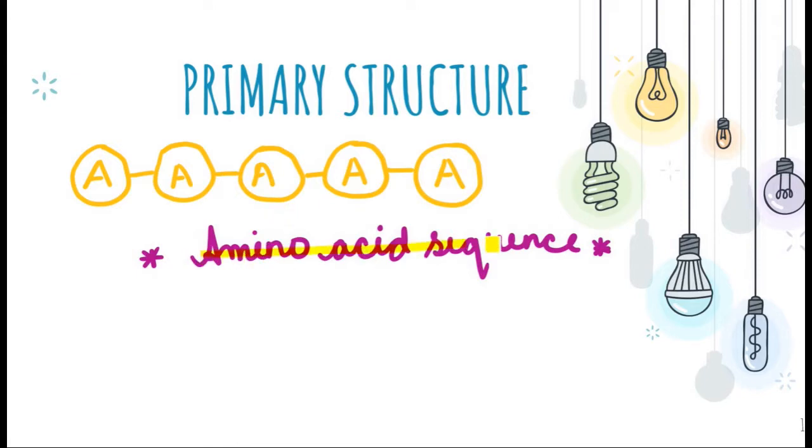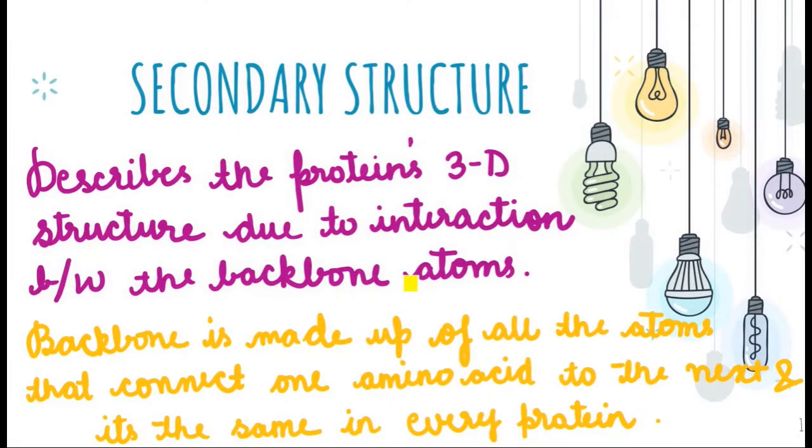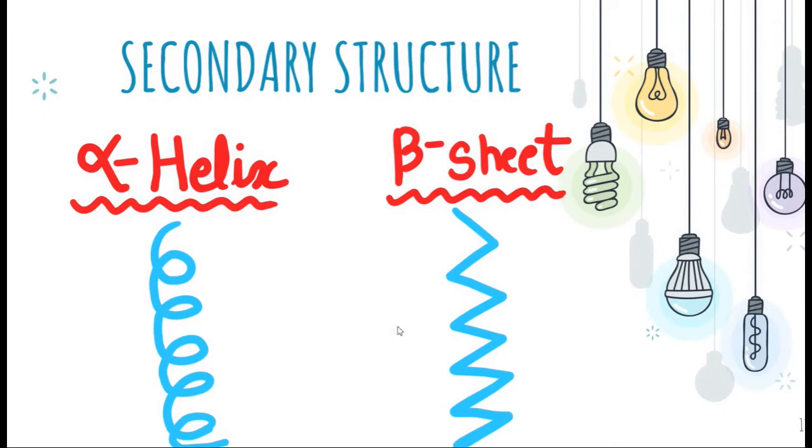Primary structure is the amino acid sequence. If the amino acids are joined in a series, it is named the primary structure. The secondary structure describes the protein's three-dimensional structure due to the interaction between the backbone atoms. The backbone is made up of all the atoms that connect one amino acid to the next, and it's the same in every protein. This set of atoms gives rise to a few different structures, and the most common of these are the alpha helix and the beta sheet.